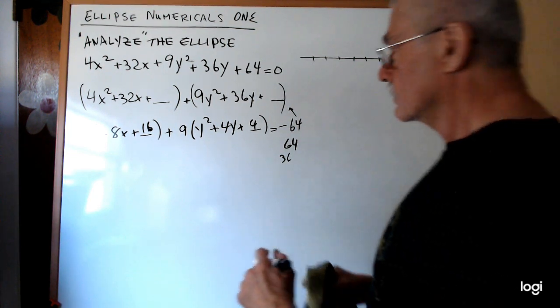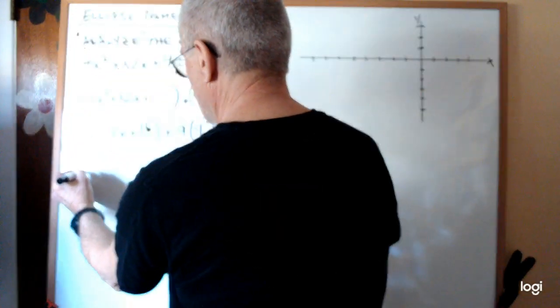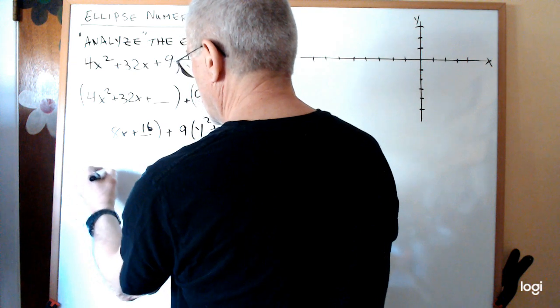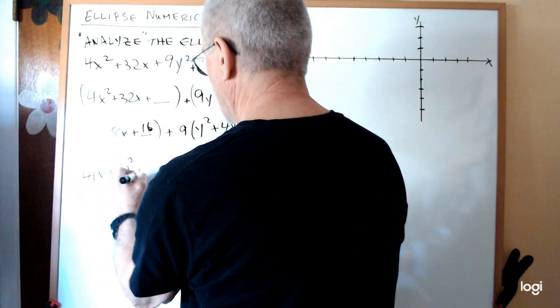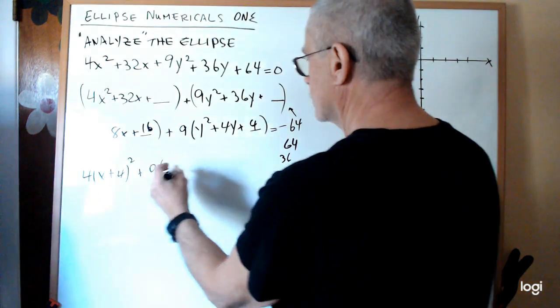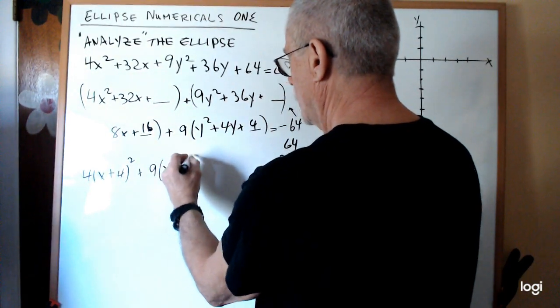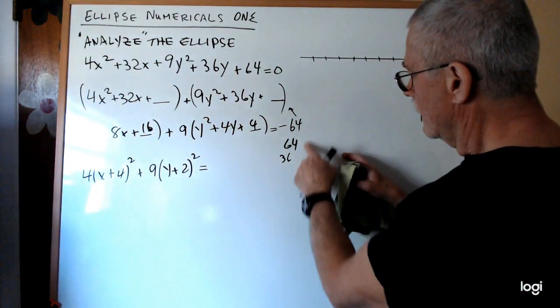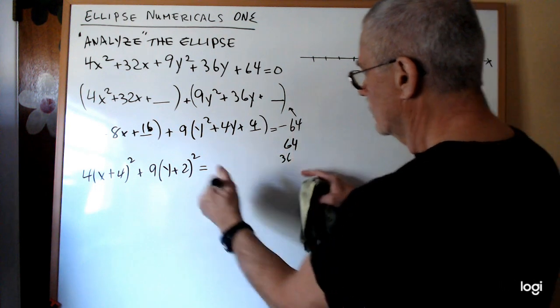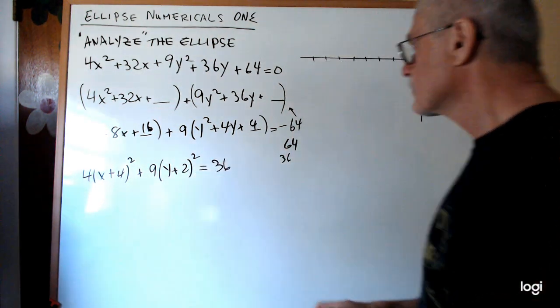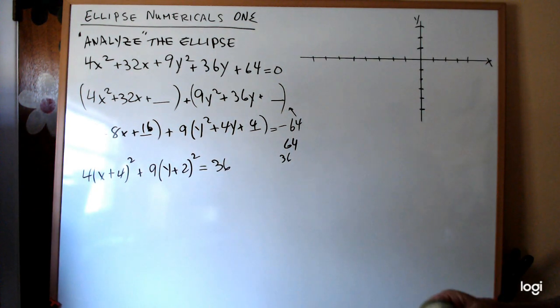So when the smoke clears, I have 4 times x plus 4 quantity squared plus 9 times y plus 2 the quantity squared equals, and when I add these guys up, these guys cancel, I just get a 36. Okay, so that's how we do it.